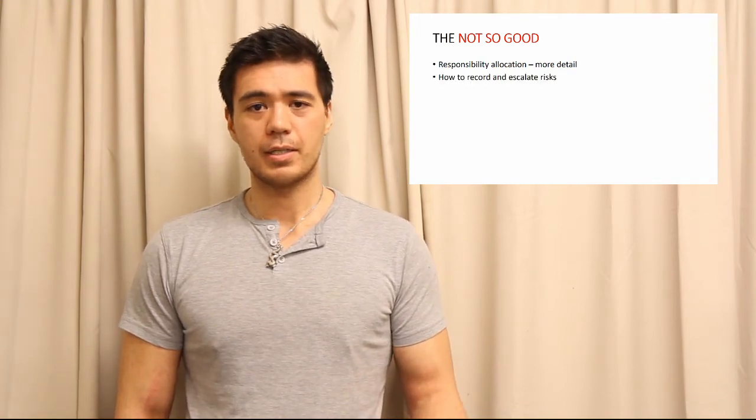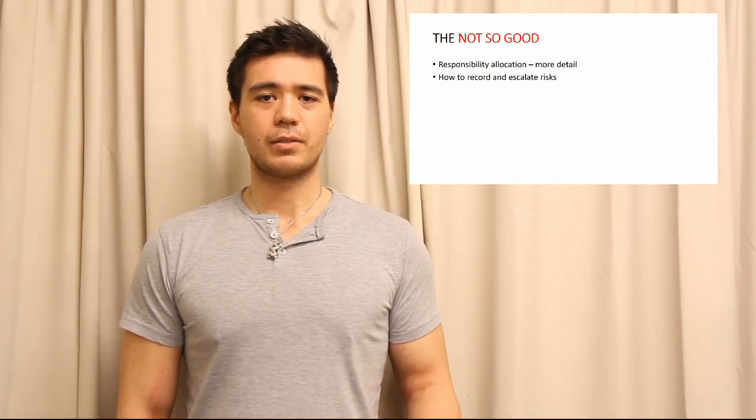Missing from the document is how to record and escalate risks. This is important because if a risk is encountered by a particular team member, they might not know how to report on this risk and escalate it to the relevant person so that the risk strategy can be implemented.